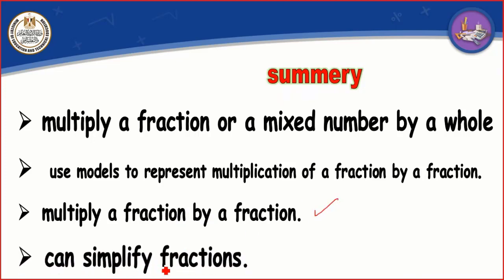Last one now: we can simplify a fraction. We can simplify by dividing. When we see the answer 2 over 4, is this fraction in simple form? No, I can simplify it by dividing. I will divide the numerator and the denominator by the same number. Divided by 2: in the numerator, 2 divided by 2 equals 1. And 4 divided by 2 equals 2. So 2 over 4 equals half.